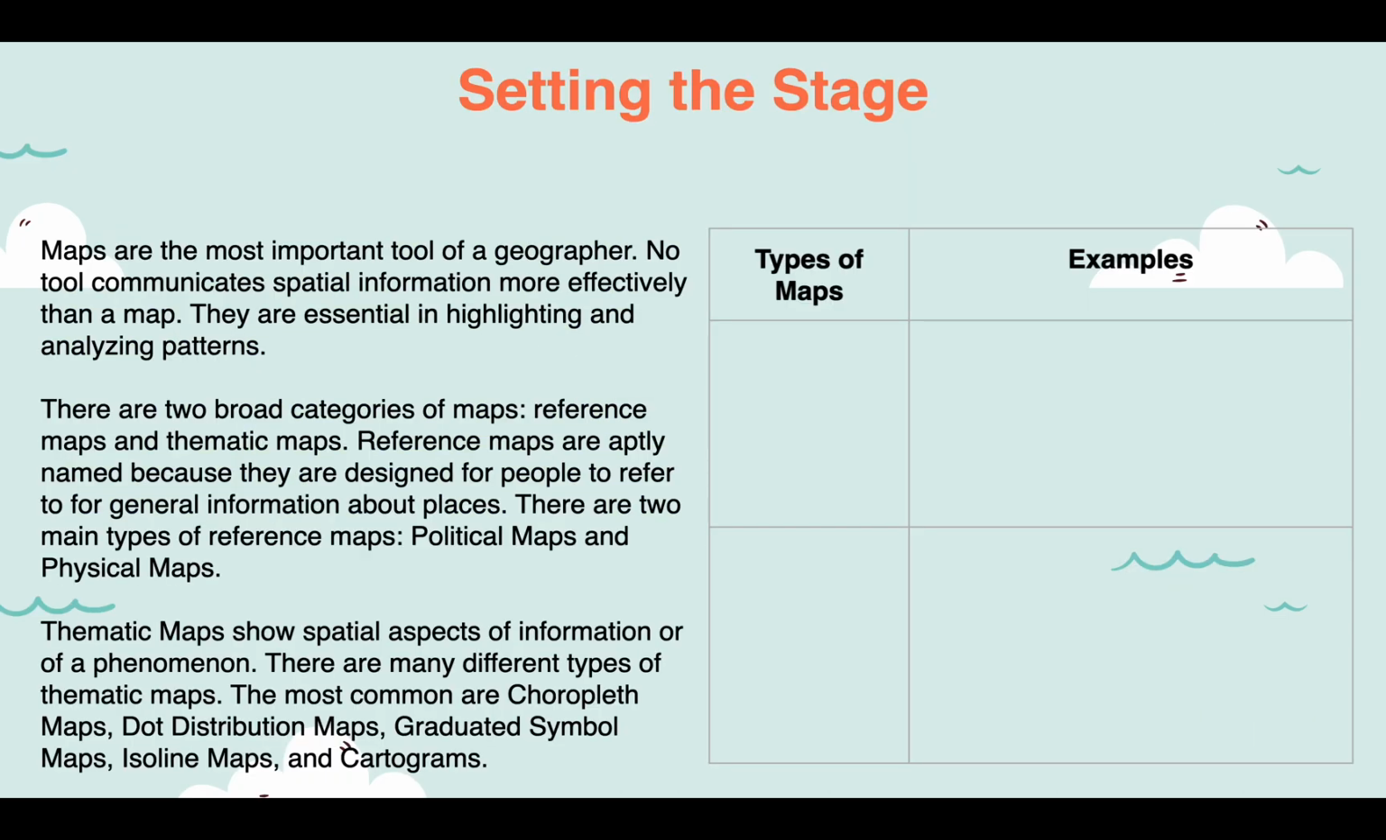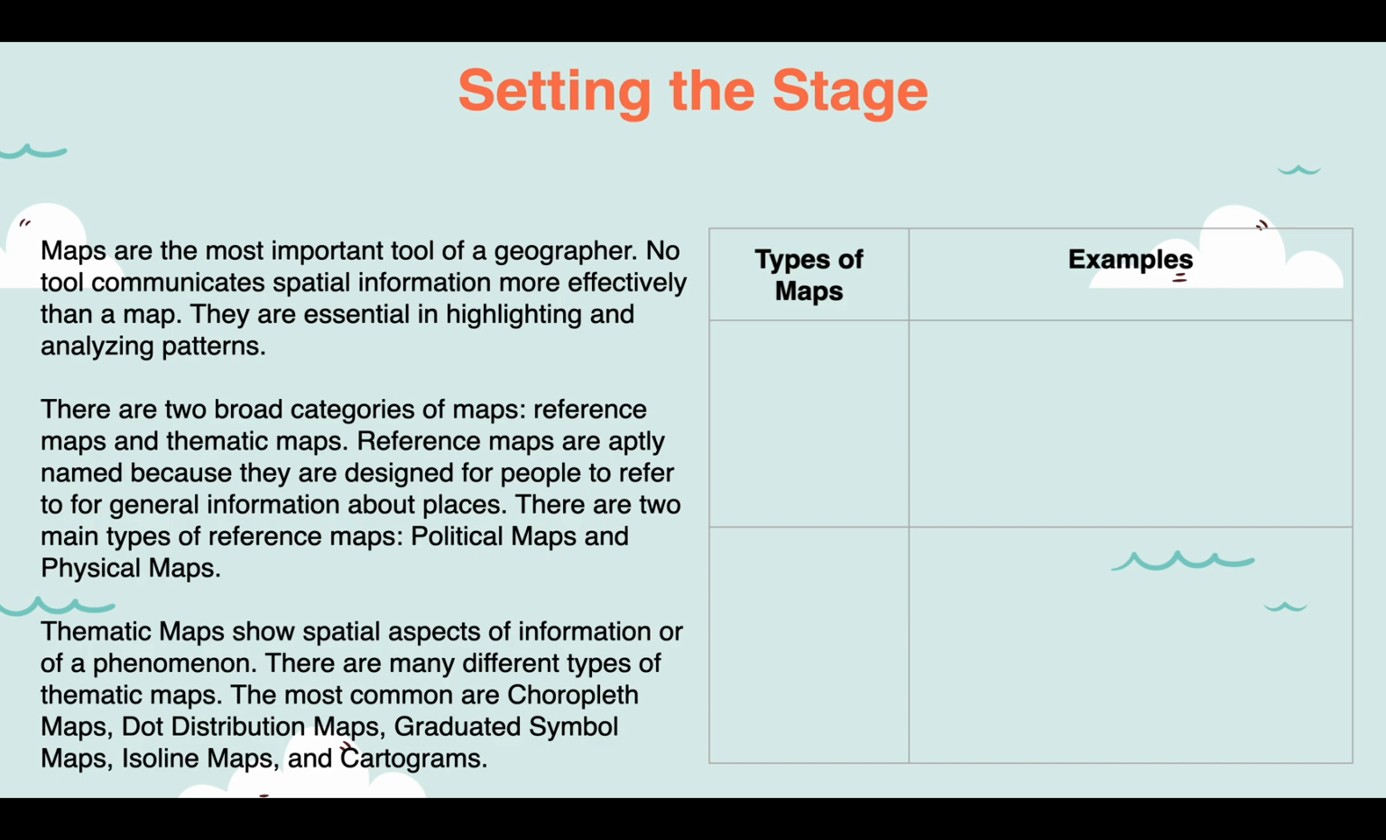Setting the stage. So maps are the most important tool of a geographer. No tool communicates spatial information more effectively than a map. They are essential in highlighting and analyzing patterns. There are two broad categories of maps: reference maps and thematic maps. Reference maps are aptly named because they are designed for people to refer to for general information about places. There are two main types of reference maps: political maps and physical maps.